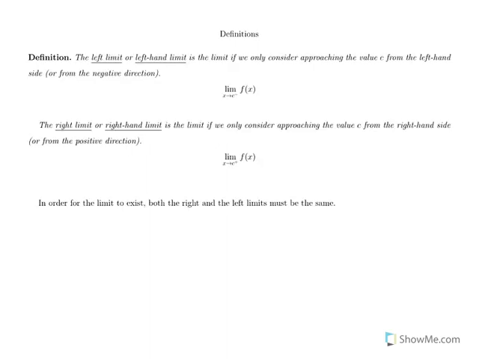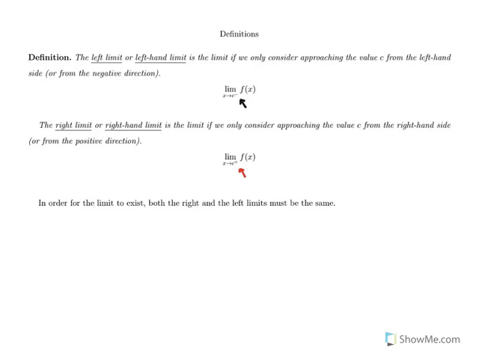So first, let's start talking about the one-sided limits. That is the left-hand and the right-hand limit, or sometimes just said the left and right limit. The left limit is the limit if we only consider approaching the value c from the left-hand side, or from the negative direction. And we use this little negative sign in the limit to denote that this is the left limit. The right limit is approaching from the positive direction, or from the right-hand side, and we denote this with a little positive above the value c.